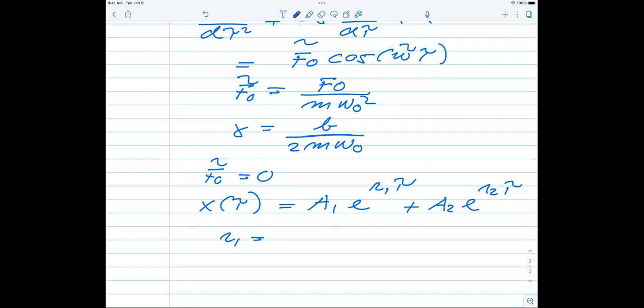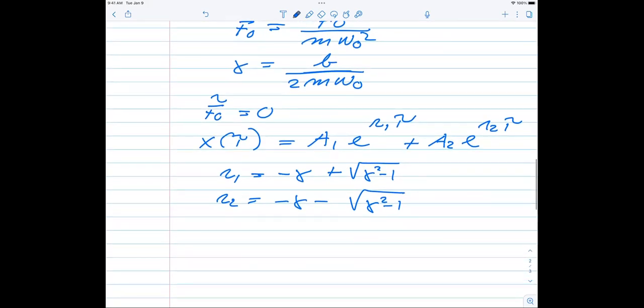This r1 was given by minus gamma plus the square root of gamma squared minus 1. And r2 was minus gamma minus the square root of gamma squared minus 1. And we got 3 cases depending on the value of gamma. We got underdamping, critical damping, and overdamping.